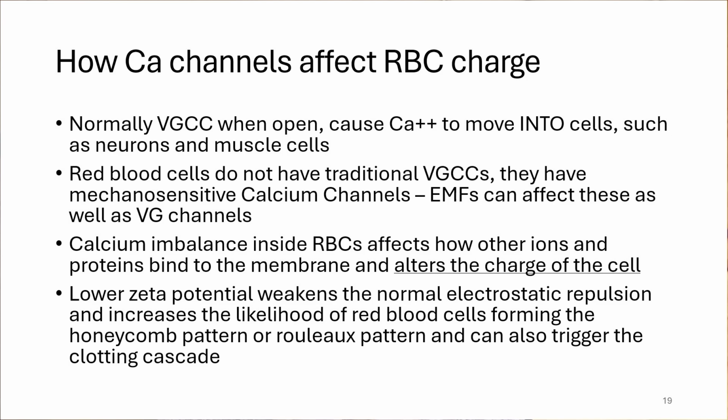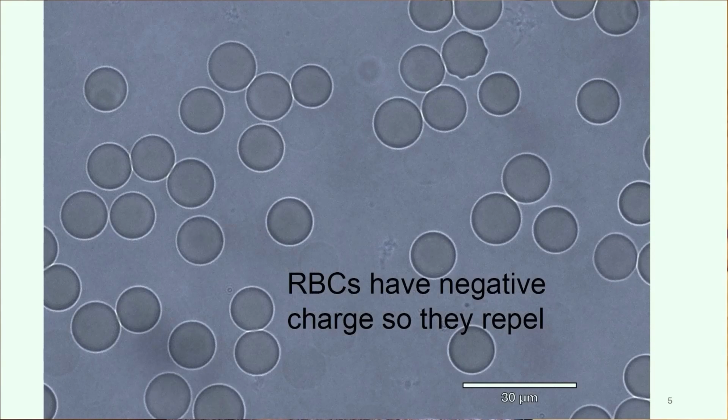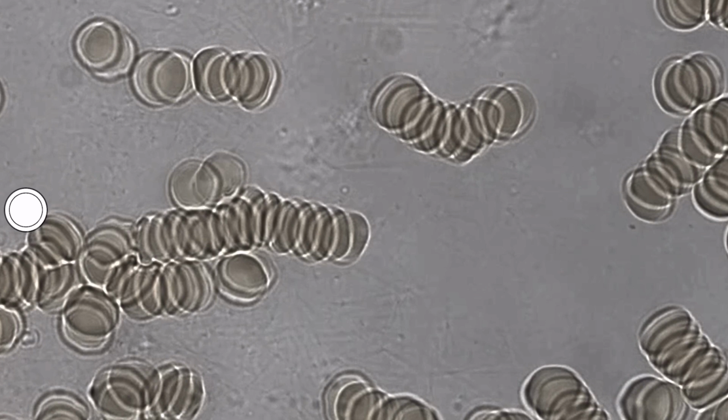We call this the zeta potential. So the red blood cell is normally supposed to be negative on the outside, so all the red blood cells should repel each other. The red blood cells should not be clumping together. When they do clump together, that shows there is a charge change in the red blood cells.